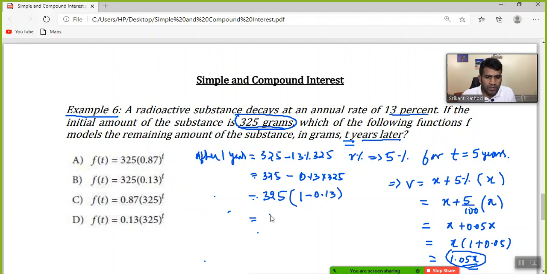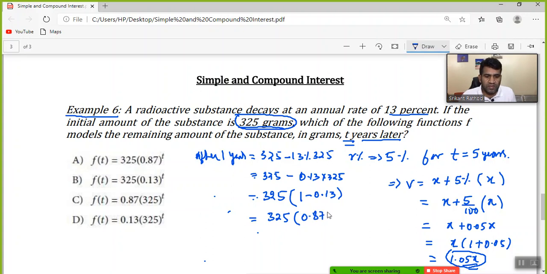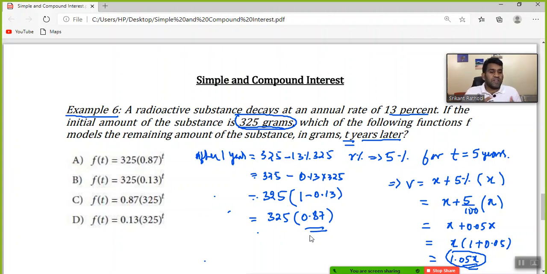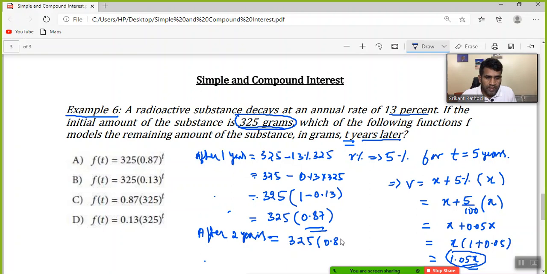So after 1 year, it's going to be 325 times 1 minus 0.13, which gives 325 times 0.87. If the amount is decreasing by 13%, it means after 1 year only 87% of its initial value remains, right? And after another year, it's 87% of whatever value we got after 1 year, so 325 times 0.87 times 0.87. So after 2 years, this is just going to be 325 times 0.87 to the power 2.